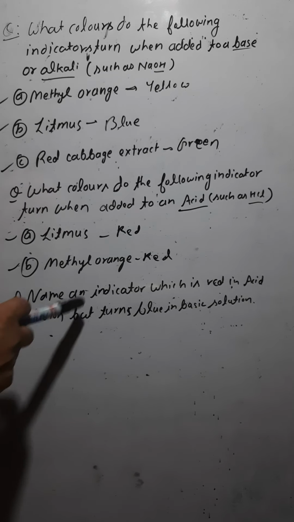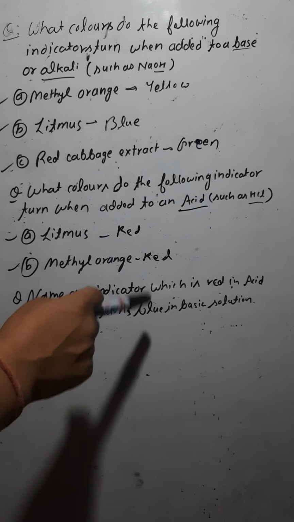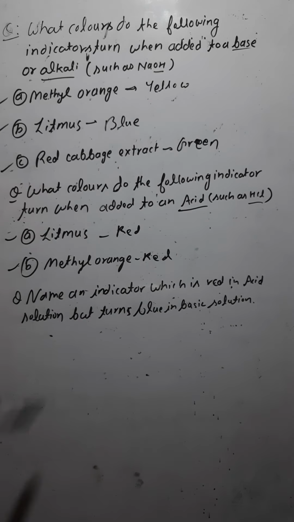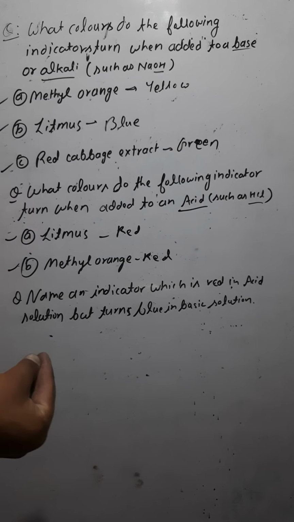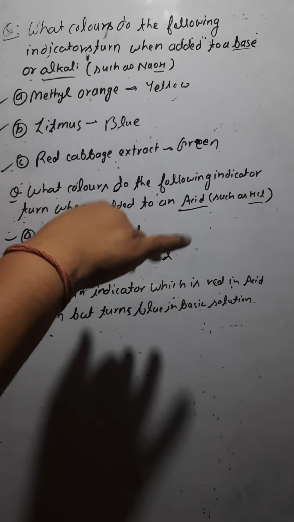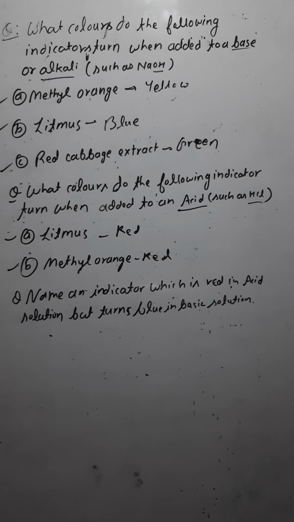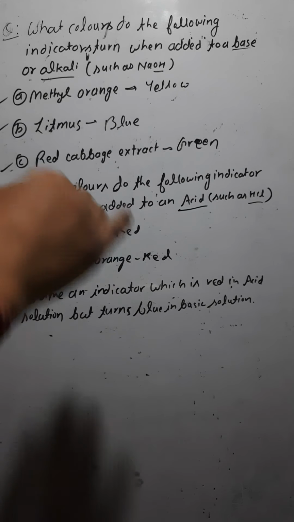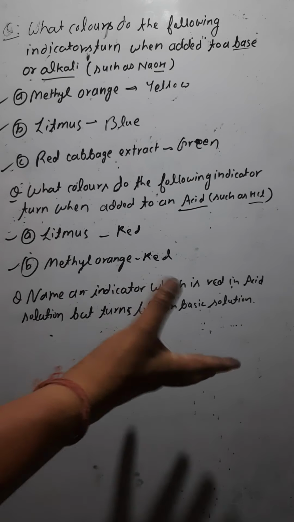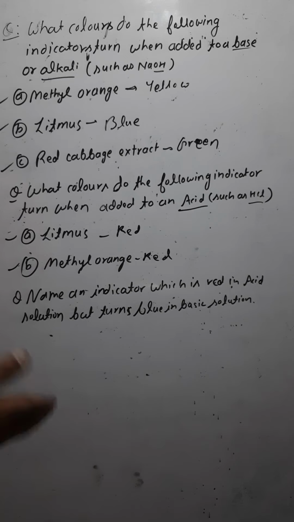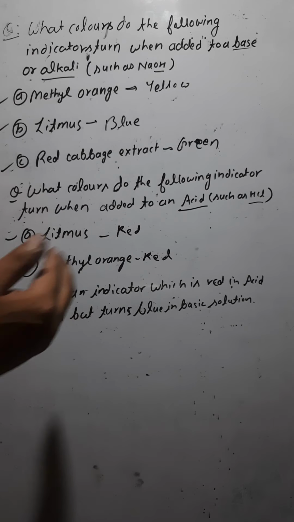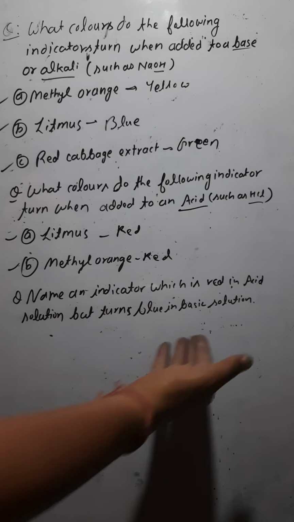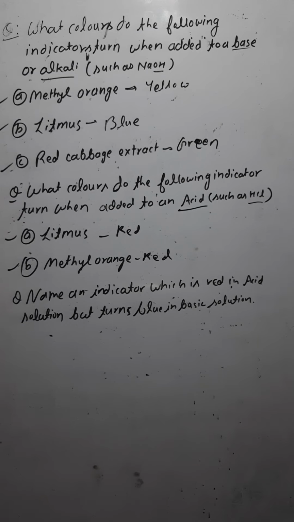Just look here. Name an indicator which is red in acid solution but turns blue in basic solution. Which indicator is this? You have an indicator which is red in acid solution. If you add it in acid solution, it would turn red. But when you add it to a basic solution, it would turn the basic solution blue. So which indicator is this?